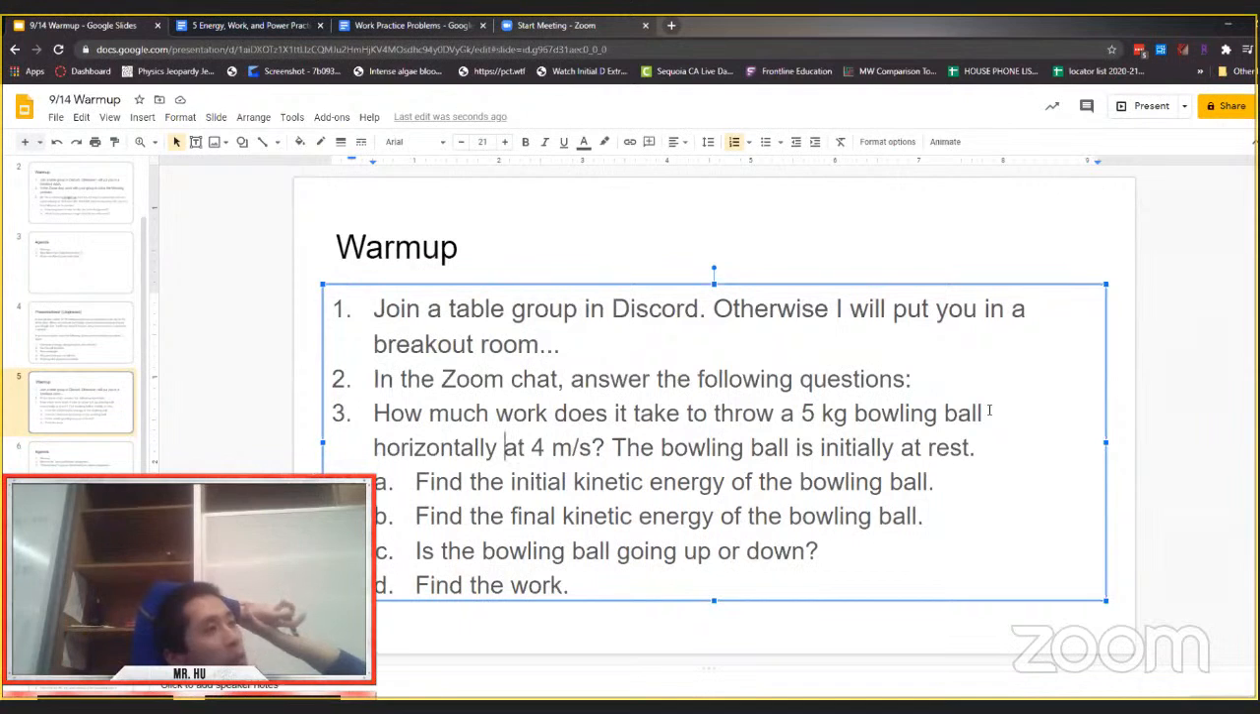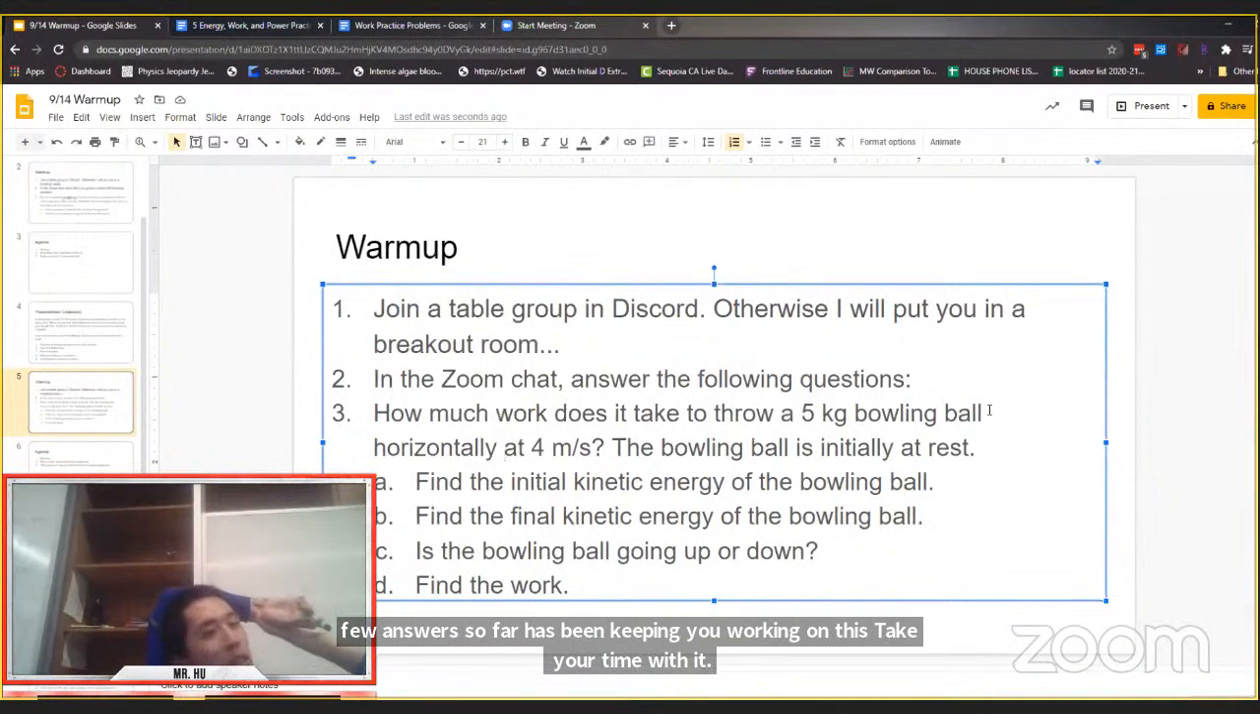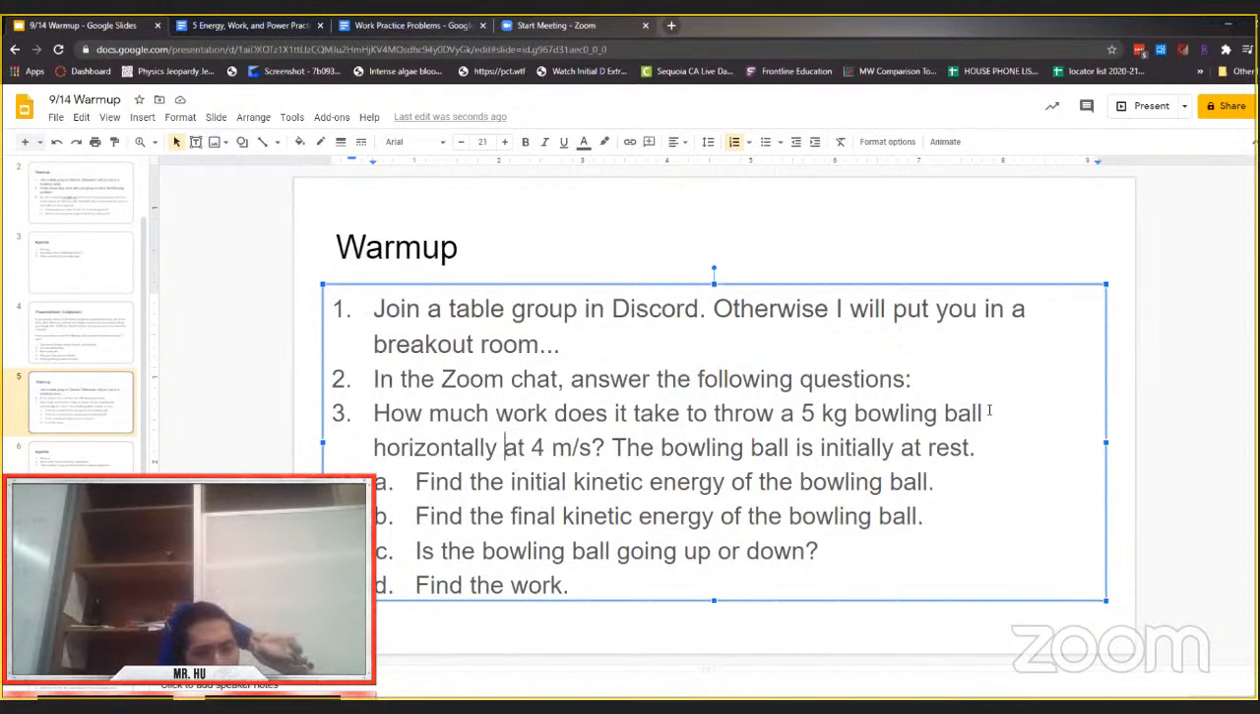Usually when you bowl, if you've ever bowled before, you usually throw a bowling ball horizontally, right? You generally don't want to bounce a bowling ball. It'll definitely hurt the floor, if not break your legs. So don't throw a bowling ball to the ground. You throw a bowling ball horizontally. So that's very important. The bowling ball is initially at rest.